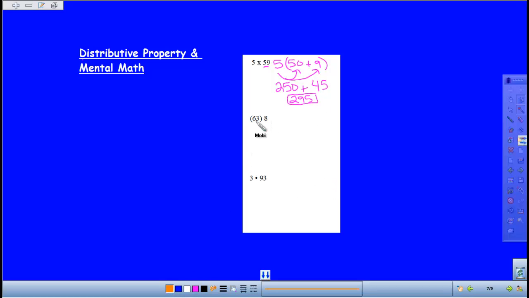I'll use a different color here. 63 times 8. Again, I'm going to do 8 times instead of 63, I'm going to do 60 plus 3. Distribute my 8 through, and I get 8 times 60 is 480, plus 8 times 3, which is 24, and I would get a total of 504.